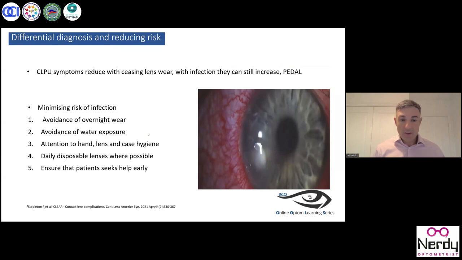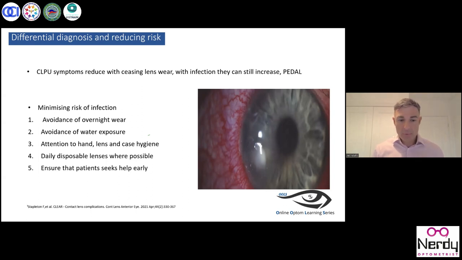So if we look at how we can minimize risk of infection overall, five tips that have been given are, well, avoiding overnight wear, because we know the risk of complications and infection increases by around 20 times with overnight wear. Avoid water exposure, and that's really to help prevent potentially acanthamoeba keratitis and some of those microbial keratitises. Consider how they wash their hands and how they look after the lens case. We know compliance with cases is probably the poorest area, so you might consider daily disposables where possible.